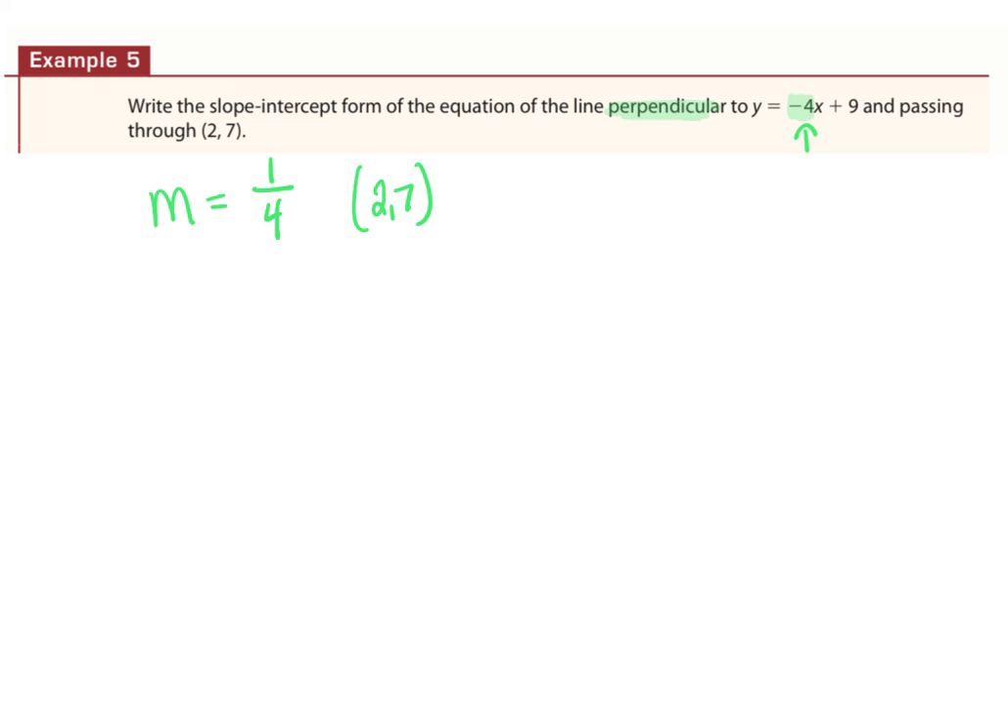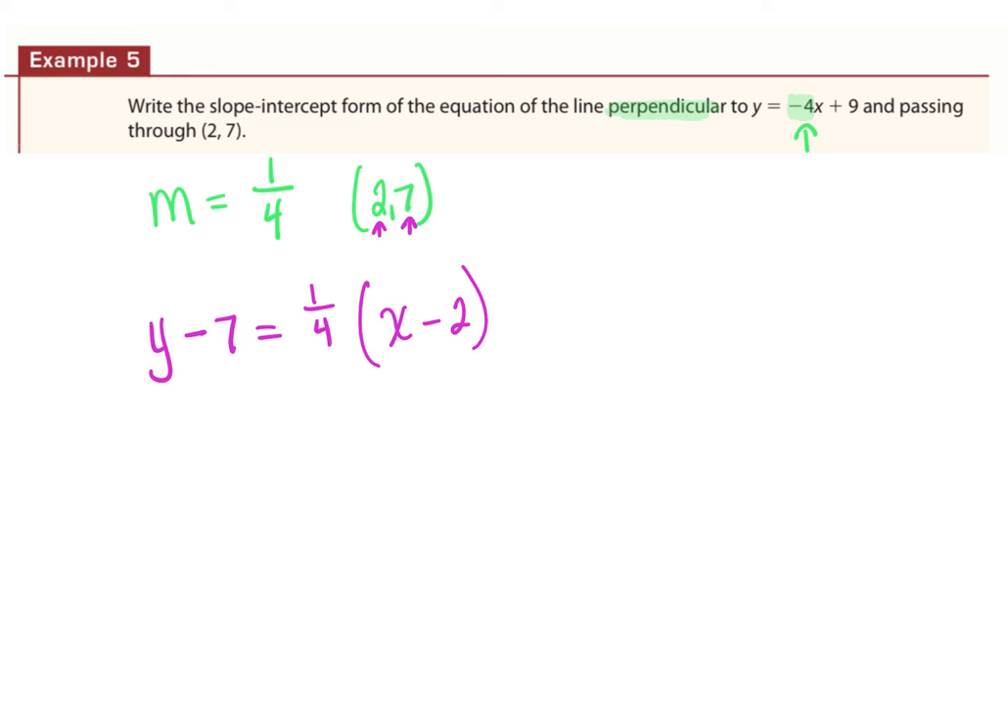I am going to use point slope. All right. y minus my y1, which is 7, equals m, that is 1/4, and then x minus my x1, which is 2. I want it in slope-intercept form. Distribute your slope, move your y over, okay? Move the number that's with y over.